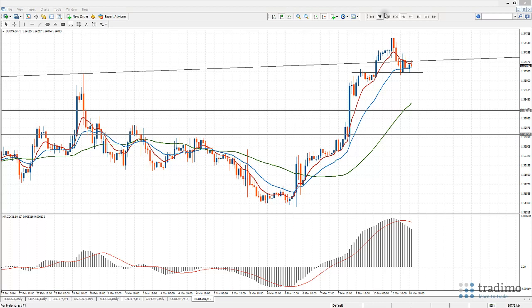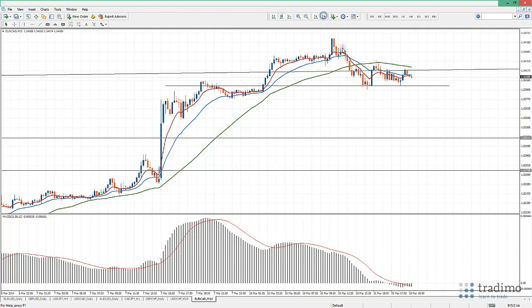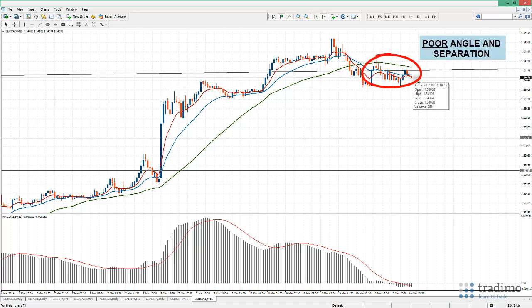We can now look at a smaller time frame, and a good time frame to look at for intraday trading is a 5 or 15 minute chart. This is a 15-minute chart, and if we have a look at the same things here, you can see the trend direction is down. Price is trading below the 50 SMA as well as the 8 and 20 EMA. However, the angle and separation is not very clear at this moment in time.